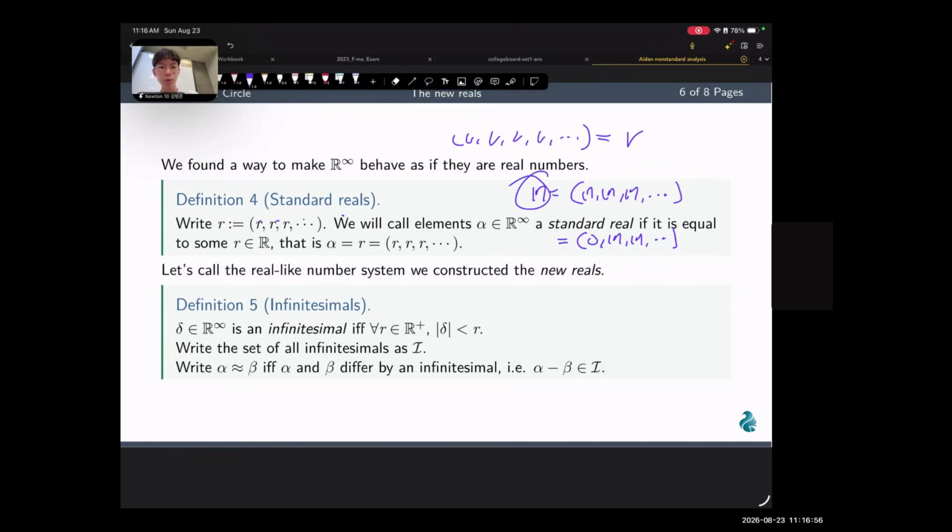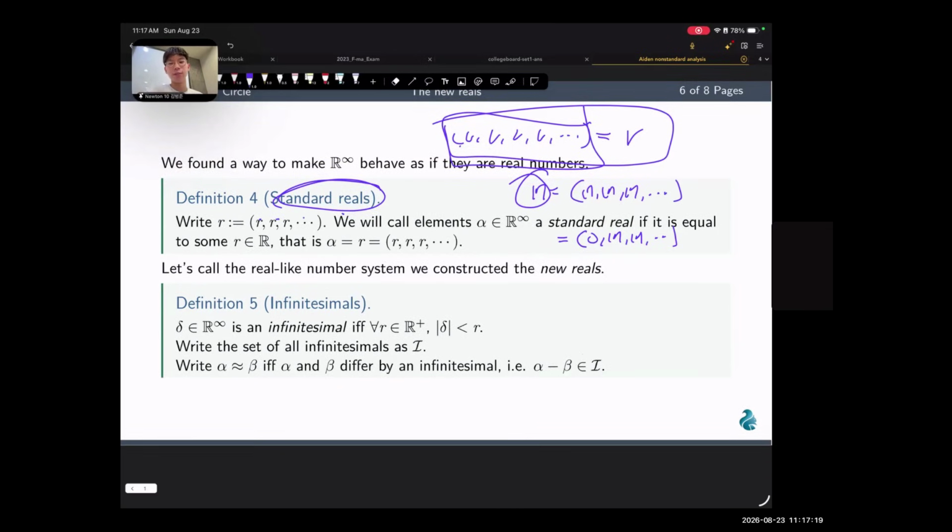And if it's equal to just a real number we know, we're just going to call R, this new real number, a standard real number. Standard real. Please let that sink in. We're going to call it a standard real number. Is this clear to everyone? There are a lot of real numbers that are standard reals. There are a lot of them that are not standard.